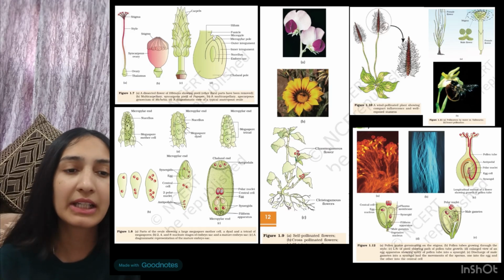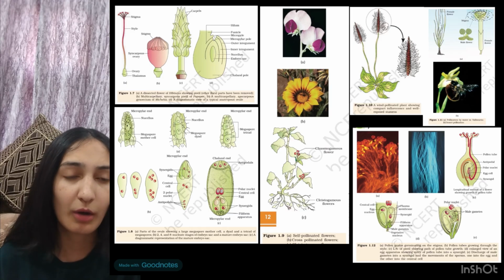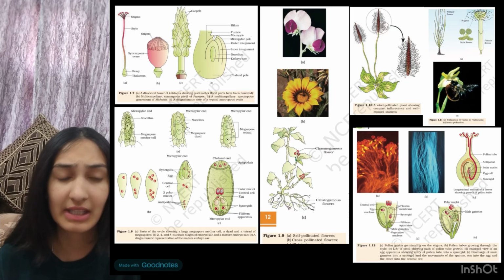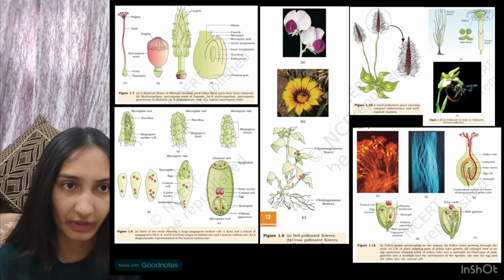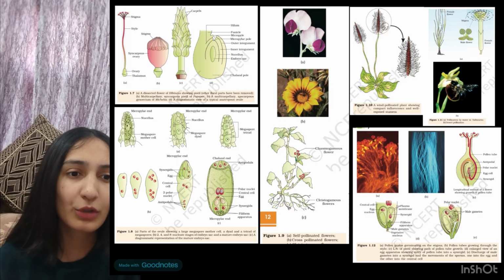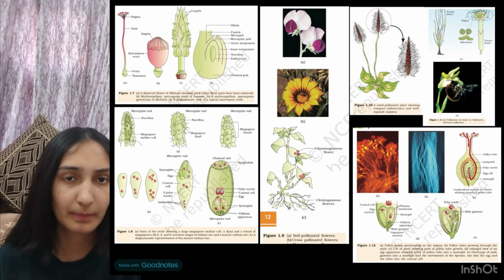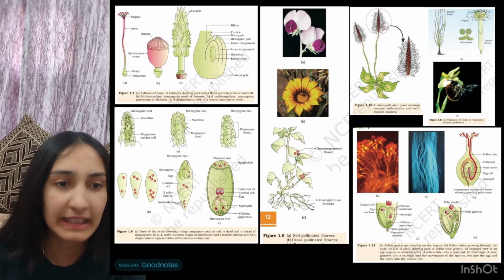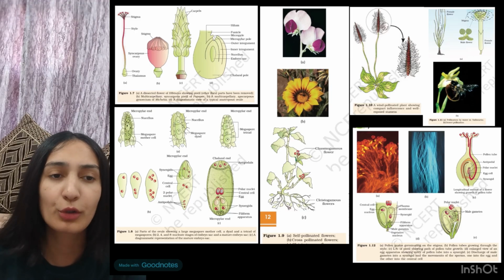B shows your multicarpellary syncarpous pistil of papaver, where you can see we have the stigma and syncarpous ovary. Then C shows a multicarpellary apocarpous gynoecium of Michelia, where we have carpels. Then D shows a diagrammatic view of a typical anatropous ovule.